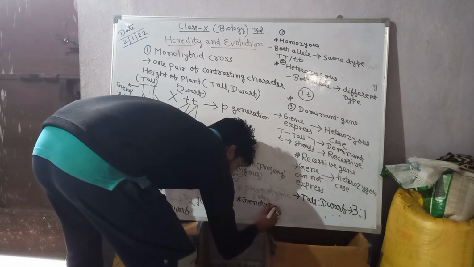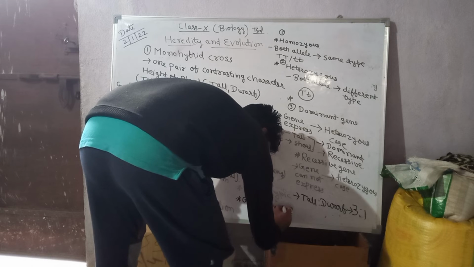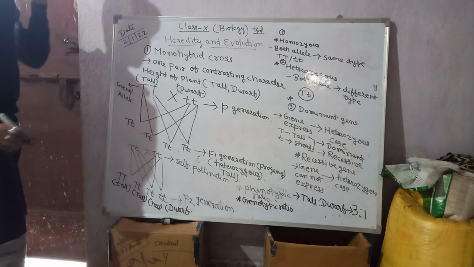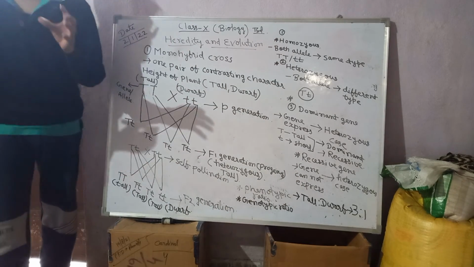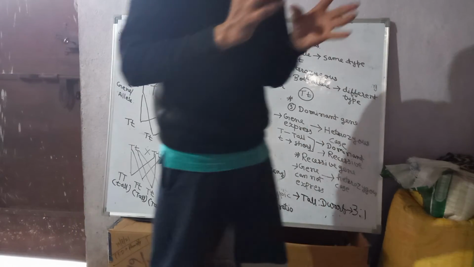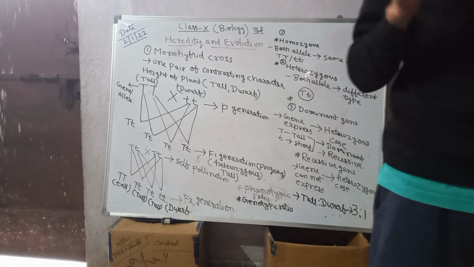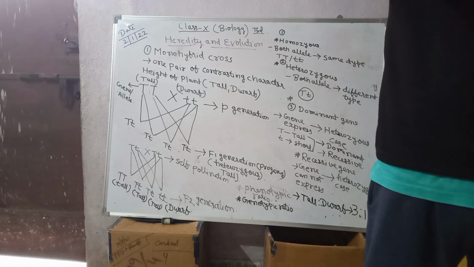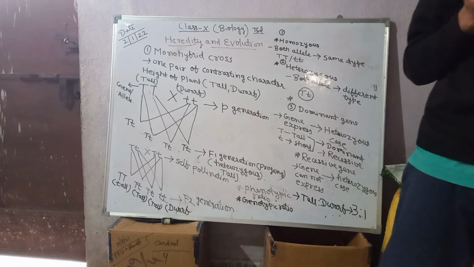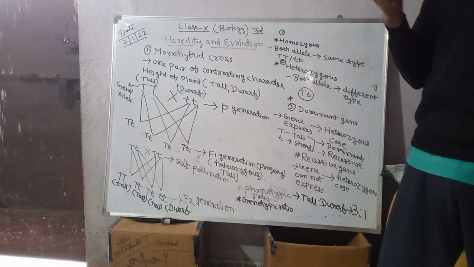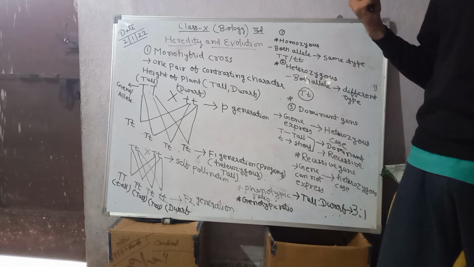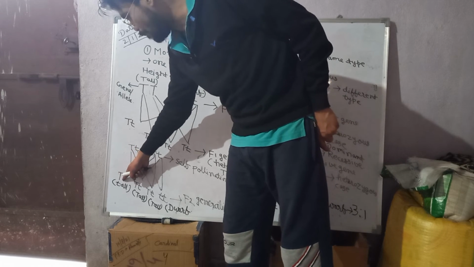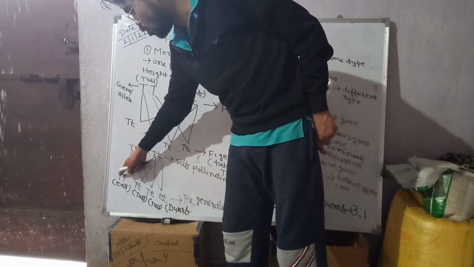Genotypic ratio. In the genotypic ratio, you have to see the genetic constituent of an organism. Genetic constitution of an organism is known as genotypic, means which you cannot observe because it is present in the gene. That type of constituent is known as the genotypic. So we are seeing the genotypic constituent of the pea plant here.